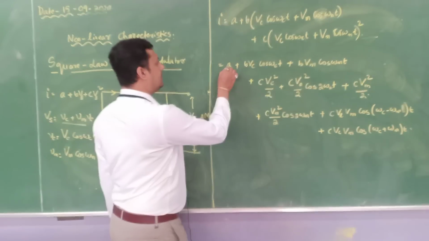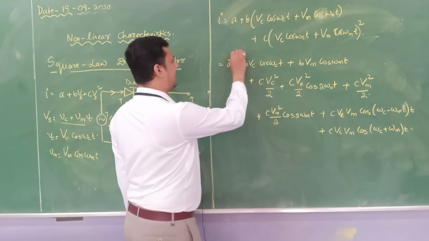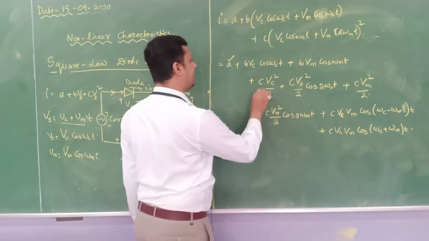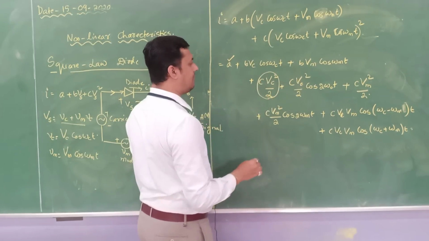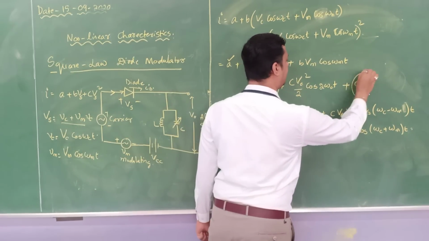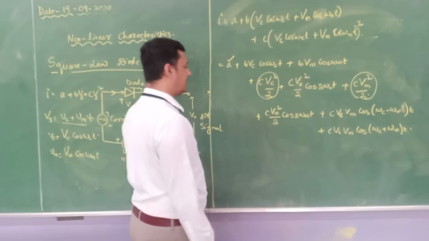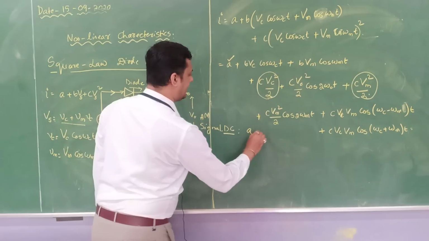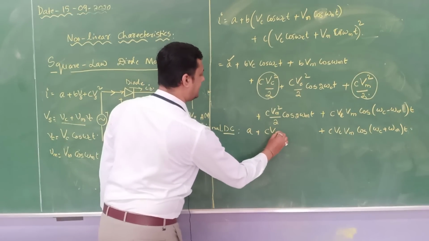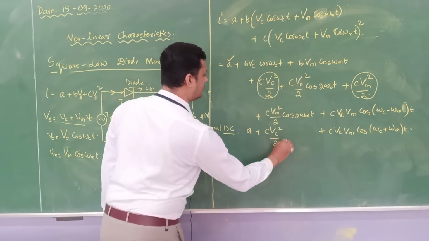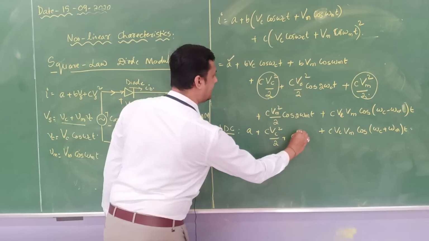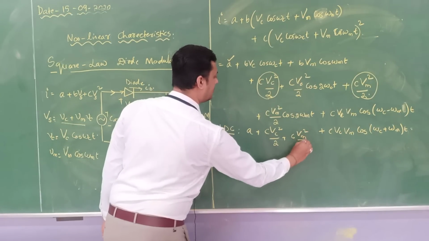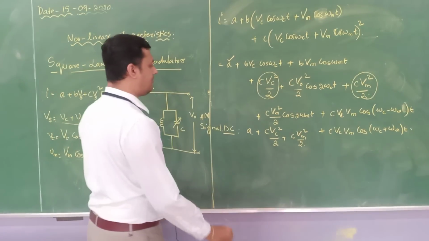Okay. So now what are the DC components? A is a DC component, C into Vc square by 2 is a DC component, C into Vm square by 2 is a DC component. So the DC component available is A plus C Vc square by 2 plus C Vm square by 2. So this is my DC component.